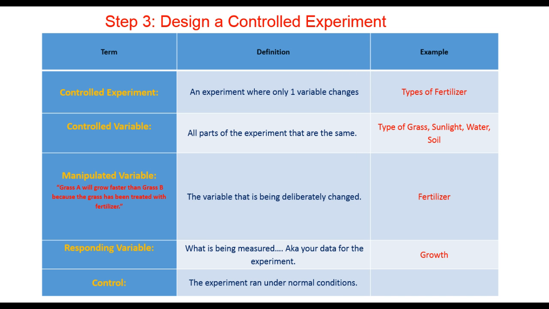Last is the control. The control is the experiment run under normal conditions. How would we grow grass normally? Well, we would just use regular soil without fertilizer. We'd give it water, we'd give it sunlight, and we would have the regular soil, nothing else.